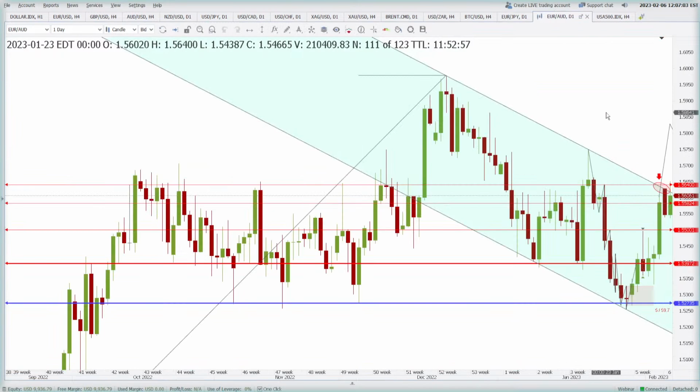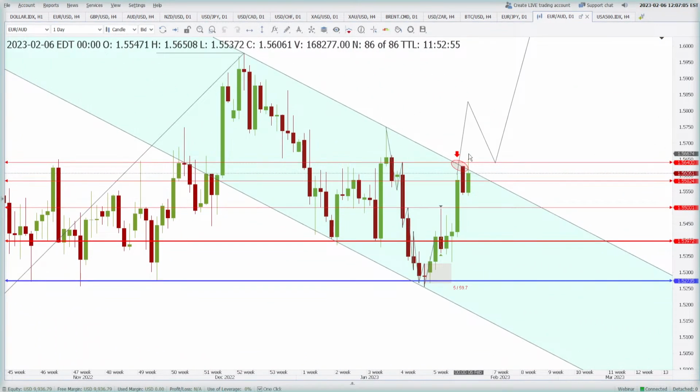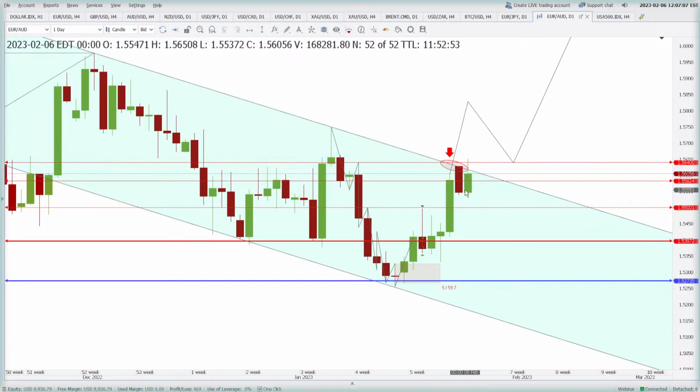Talking about the euro against the Australian dollar. The Australian dollar today was very weak, so euro took advantage of it and pushed the prices beyond the highs of yesterday's, or I will say Friday's candle.